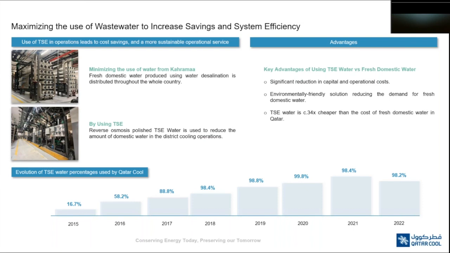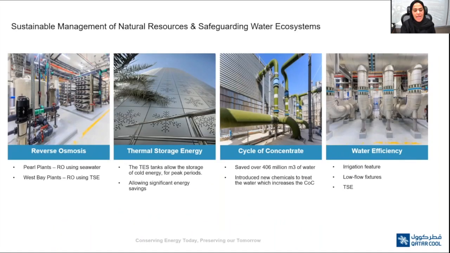Advantages: significant reduction in capital and operational cost, environmentally friendly solutions reducing the demand for fresh domestic water, and TSE water is 34 times cheaper than the cost of fresh domestic water in Qatar. At the bottom, you can see the evolution of using TSE water at Qatar Cool over the years. Examples of how we manage natural resources and water ecosystem. Reverse osmosis per plant's RO uses seawater, whereas West Bay plant's RO uses TSE.